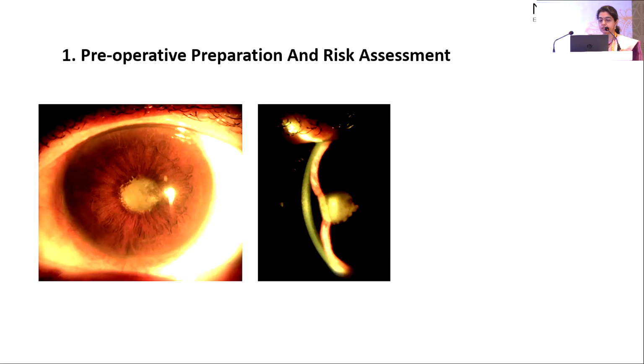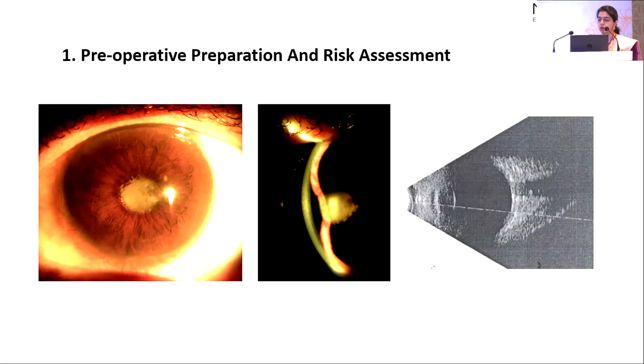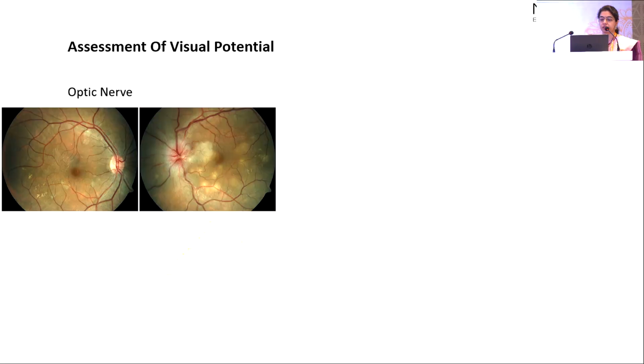Many a times, this is the eye picture that we see. And at this point, it's always important to do a B scan and look for any vitreous inflammation. Even if the vitreous is quiet, always look for choroidal thickness, because a thickened choroid might indicate an active inflammation in the eye. Assessment of visual potential: look at the optic nerve.